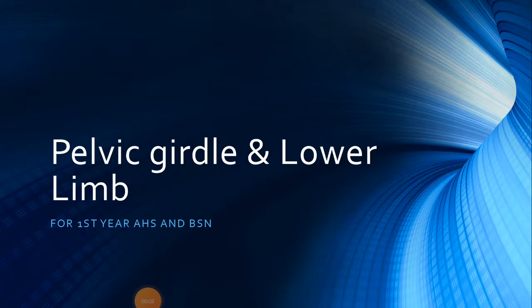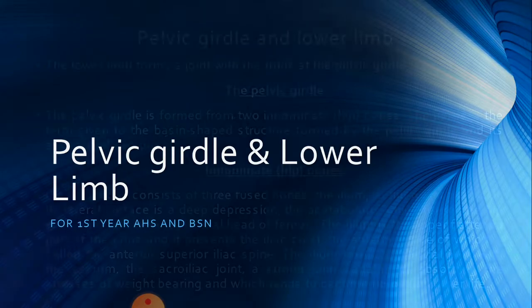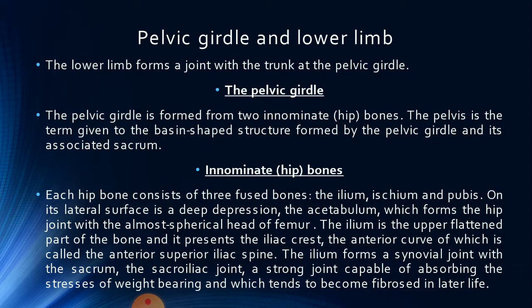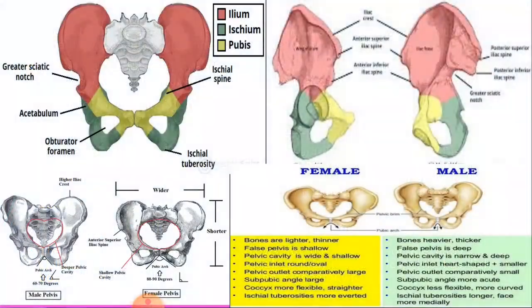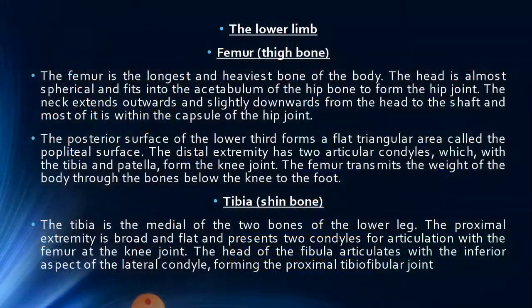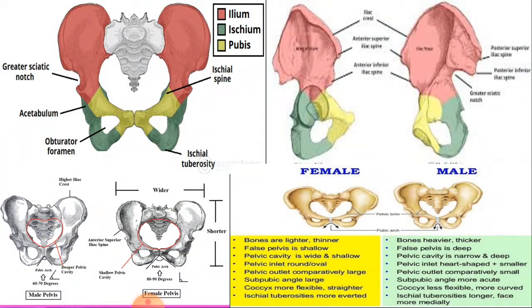In today's lecture, we will talk about the pelvic girdle and the lower limbs, and we will look at all the bones that are involved in the formation of the pelvic girdle and the bones that are involved in the lower limbs. So, we will start from the pelvic girdle, and before discussing it, let's look at the images.